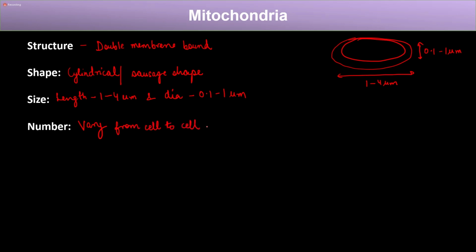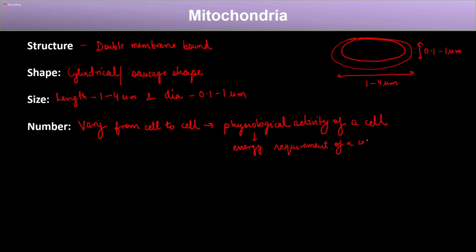And on what basis is the number of mitochondria decided in a cell? It is based on the physiological activity of that cell. Now what do you mean by physiological activity? How much work a cell has to do, or how much energy requirement a cell has. So it is also based on the energy requirement of a cell.